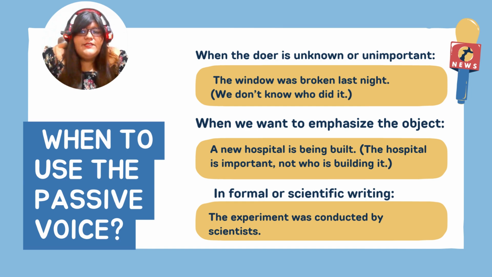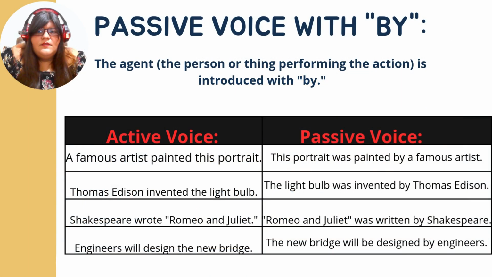Then we have formal or scientific writing. The experiment was conducted by the scientist. Then we have here passive voice with by. The agent, the person or thing performing the action, is introduced with by. In active voice, we have a famous artist painted this portrait. In passive voice, this portrait was painted by a famous artist.